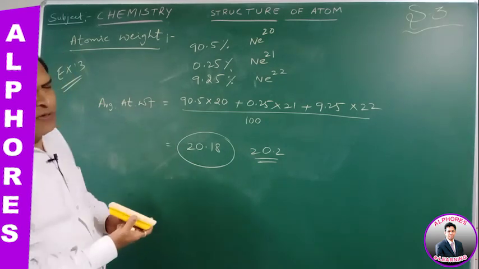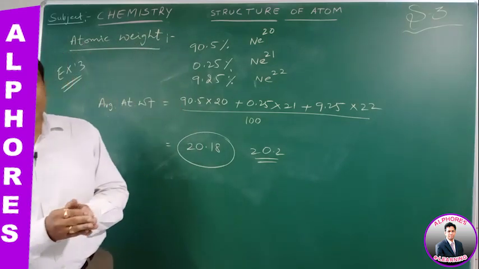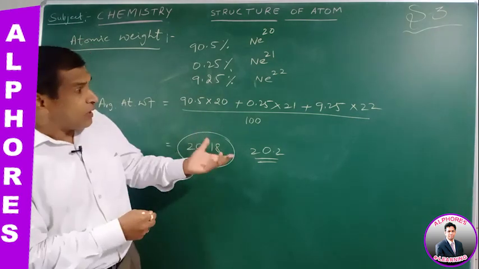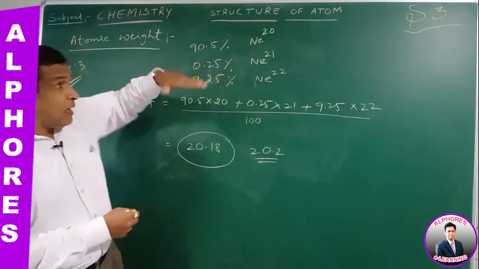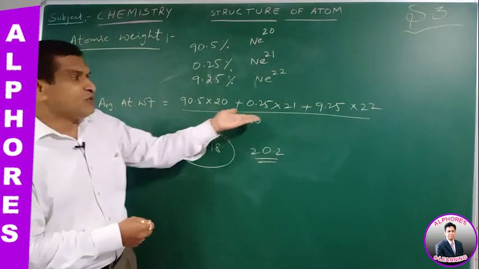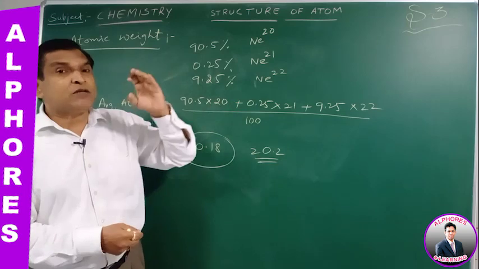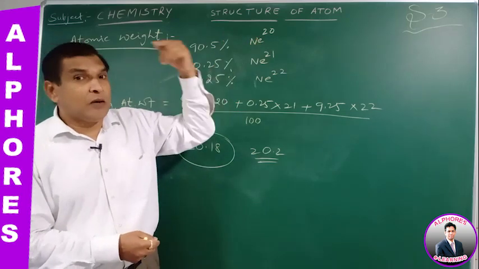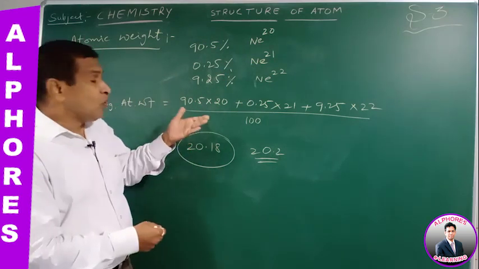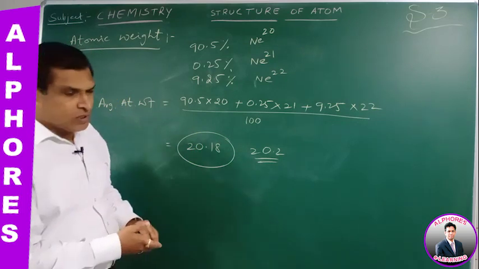Okay, so in this way we can calculate the atomic weight of elements. And remember this point: the atomic weight of an element can be a whole number or a fractional value. Why is it a fractional value? Because the atomic weight of an element is calculated as the average of isotopic masses, whereas the mass number of any element must be a whole number. Mass number must be a whole number, whereas atomic weight can be a whole number or a fractional value.